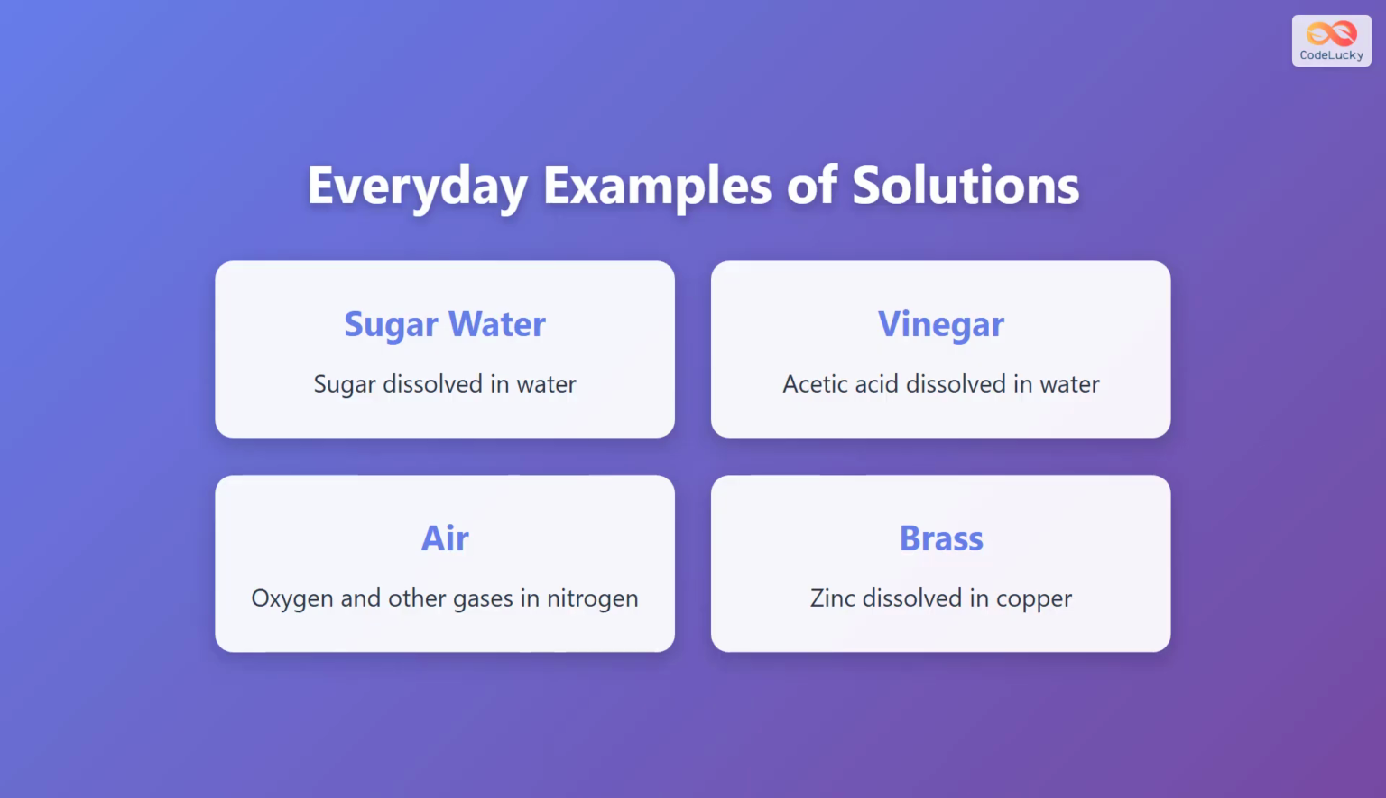Let's review some everyday examples of solutions you encounter regularly. Sugar water is created when sugar dissolves in water, making a sweet drink. Vinegar is acetic acid dissolved in water, commonly used in cooking. Air is a gaseous solution containing oxygen and other gases dissolved in nitrogen. Brass is a solid solution made of zinc dissolved in copper, used to make musical instruments and hardware. These examples show that solutions are everywhere around us, playing important roles in our daily lives and in nature.